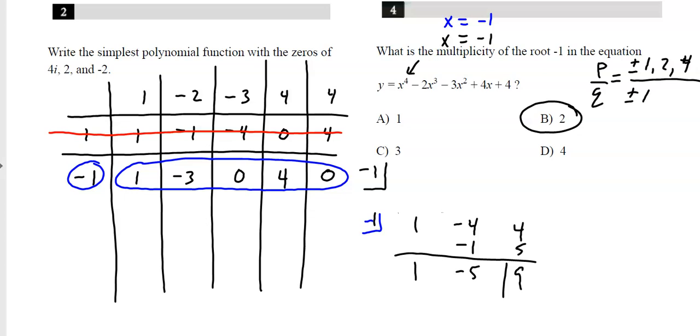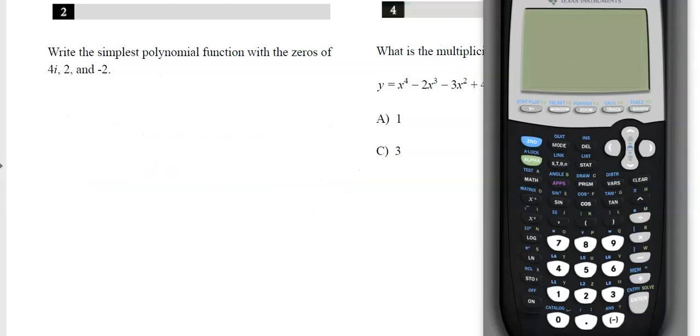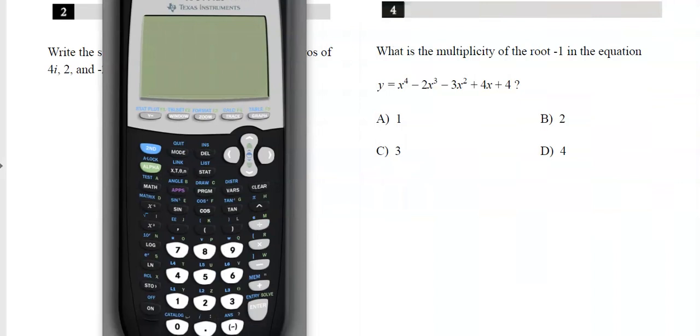So let's look at the graph and see if we see a bounce at -1. Pull up the old graphing calculator. Slide it out of the way. Turn it on. Y equals. And let's just clear that out.